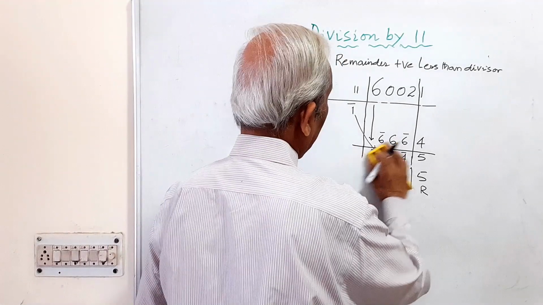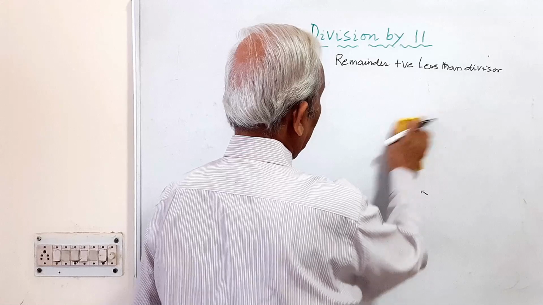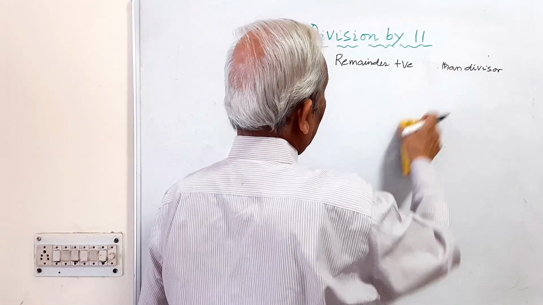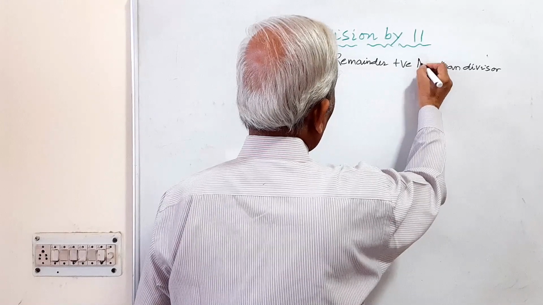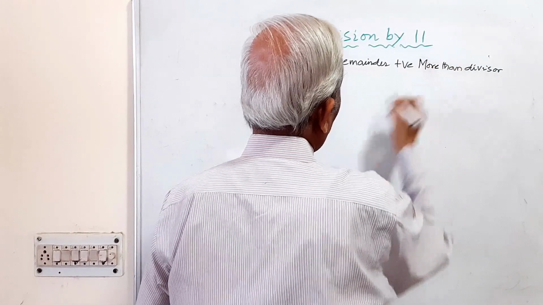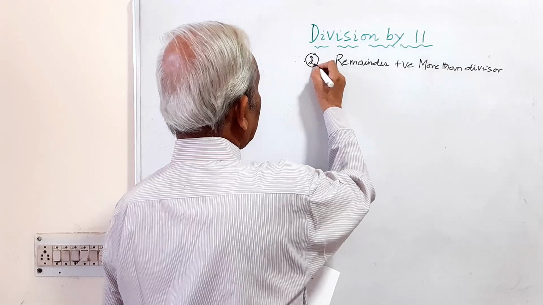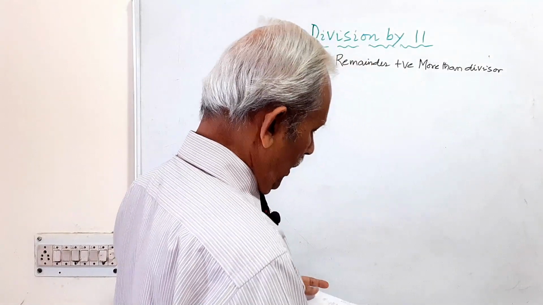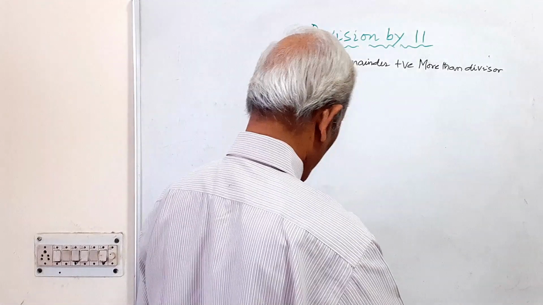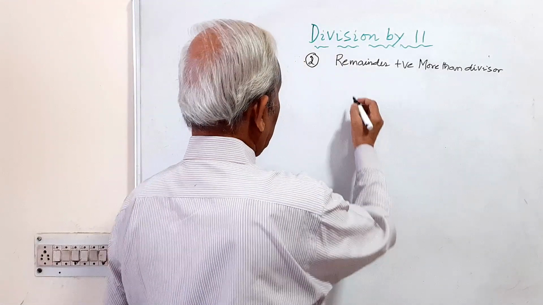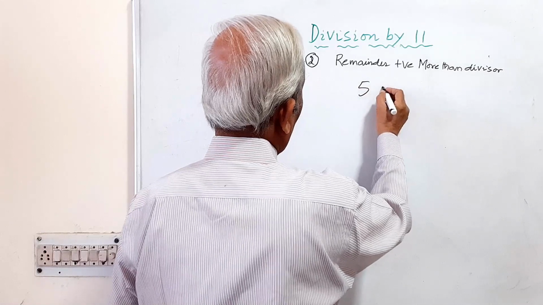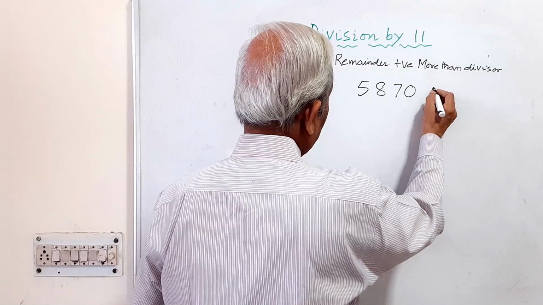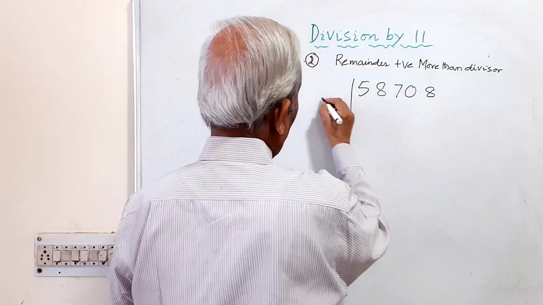Let us now see the next example for our second case. If you remember, the second case is: remainder is positive but more than the divisor. This is the second case. I'll take an example of that: 58708 divided by 11.